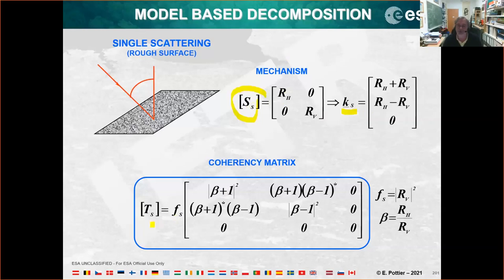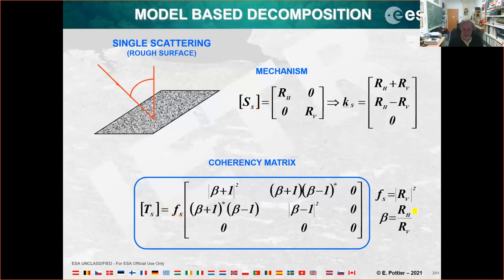From this scattering matrix, I'm going to construct the corresponding target vector. And from the target vector, I can construct the corresponding coherency matrix of a single scattering mechanism, which is given here. Then I'm going to introduce some parameters: fs, which corresponds to the contribution of the single bounce, and beta, which corresponds to the ratio between the Fresnel coefficients. So this is a model of a perfect surface, a model of the coherency matrix corresponding to the scattering mechanism.